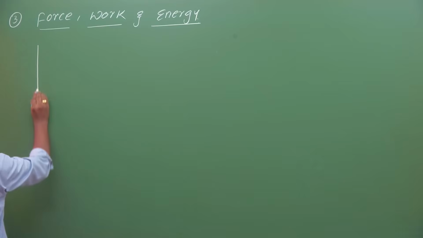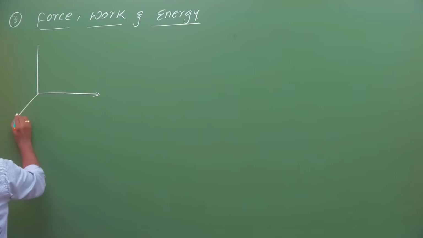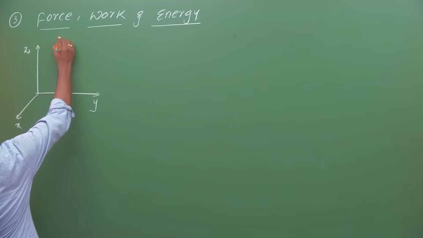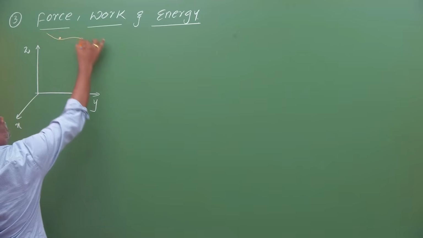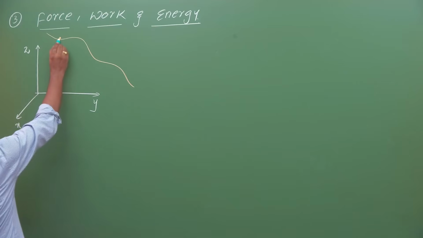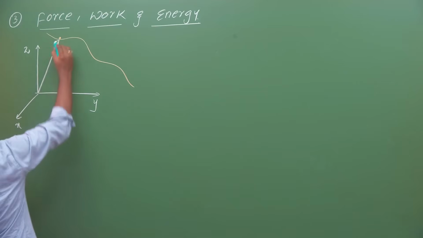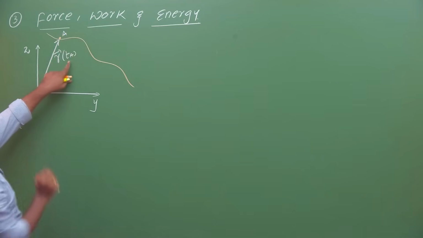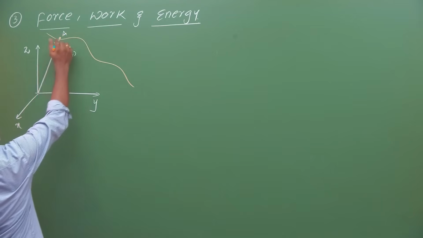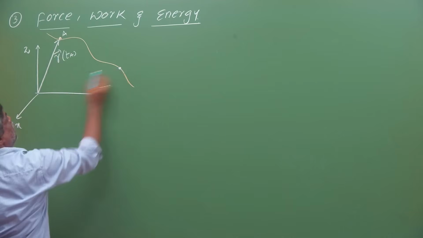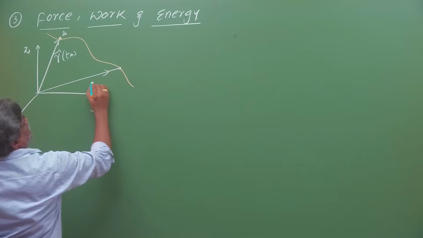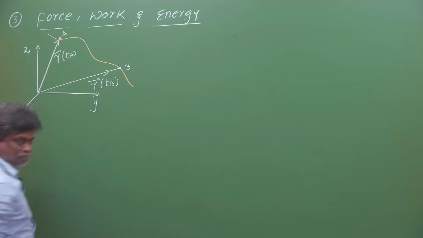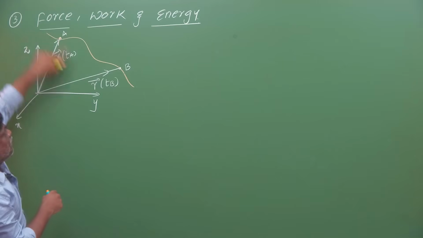Now for example, I have a frame of reference. Let us say this is the inertial frame, x, y, z. Here is the particle and it's moving like this. At a particular instant of time, at the point A, this is the position vector r bar of t_a. After some time, the particle comes here, and this is the position vector at time t_b, the point B.